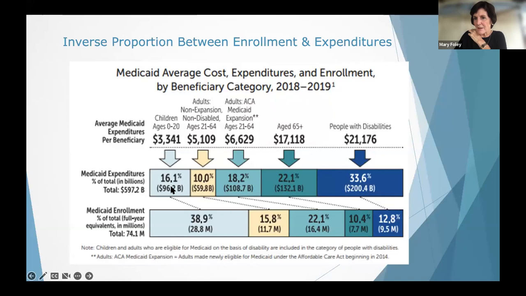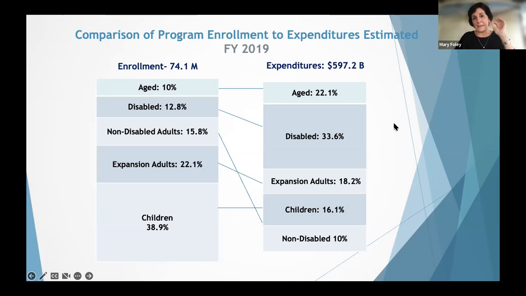And think about this, this is a state program, right? So the next slide, I think, is a better graphic. It shows it a little bit easier. Again, if you look at aged 65 and older, they make up 10% of enrollees, but they're using 22% of the dollars.